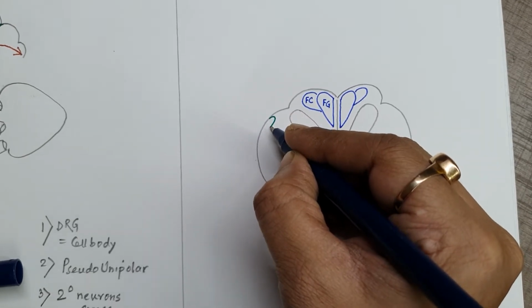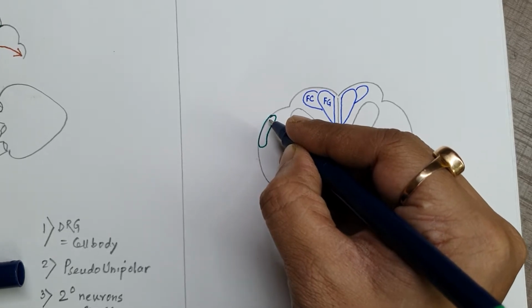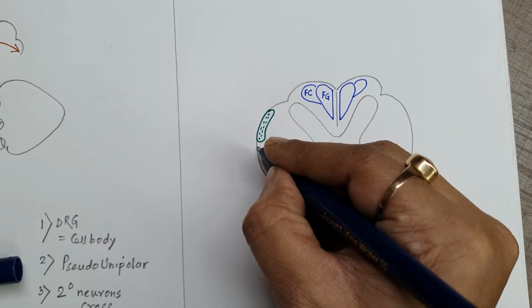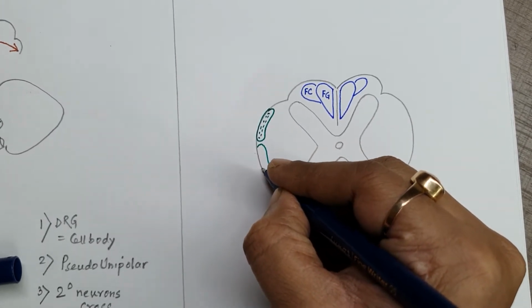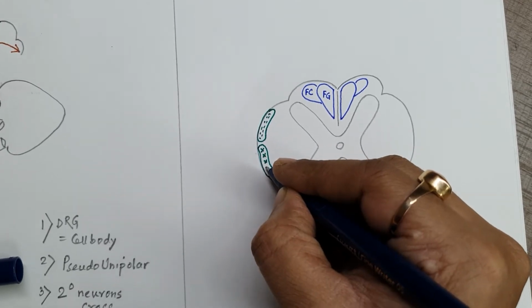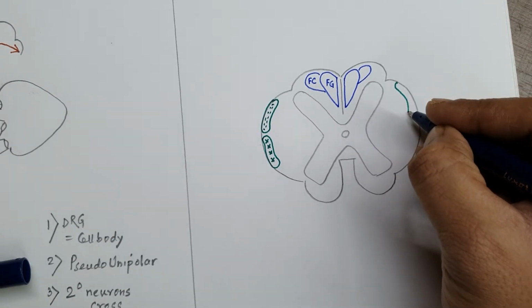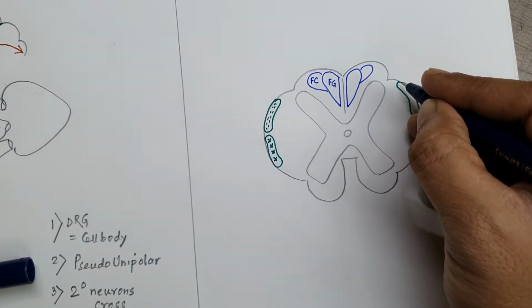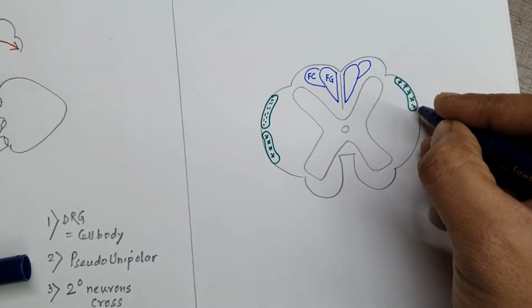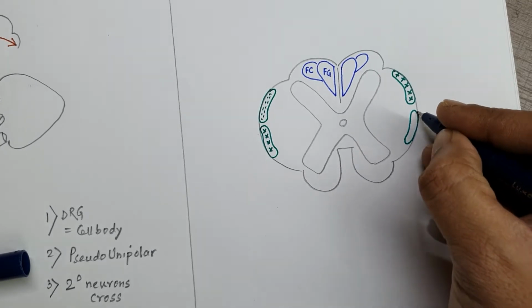This is the posterior spinocerebellar fiber, carrying ipsilateral spinocerebellar function. This is the anterior spinocerebellar fiber, carrying the contralateral spinocerebellar function. So this is the spinocerebellar fiber posterior. This is the spinocerebellar fiber anterior.